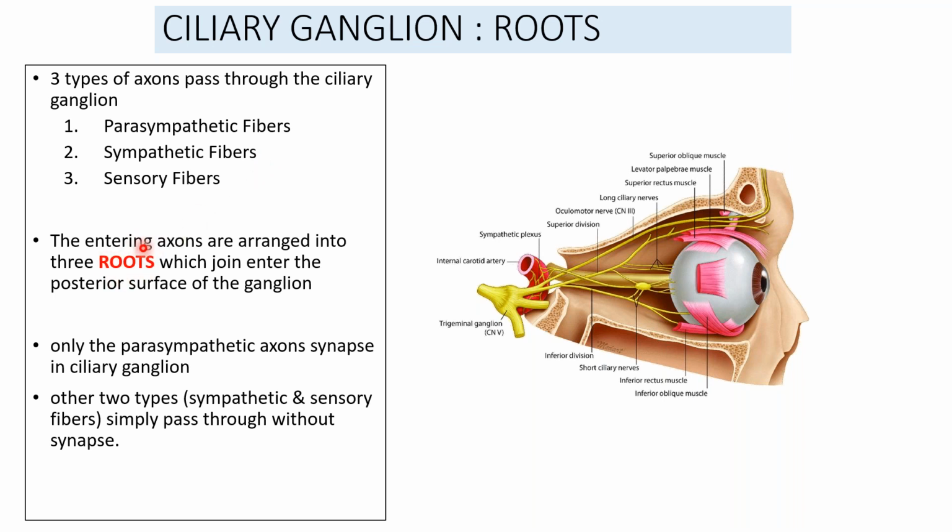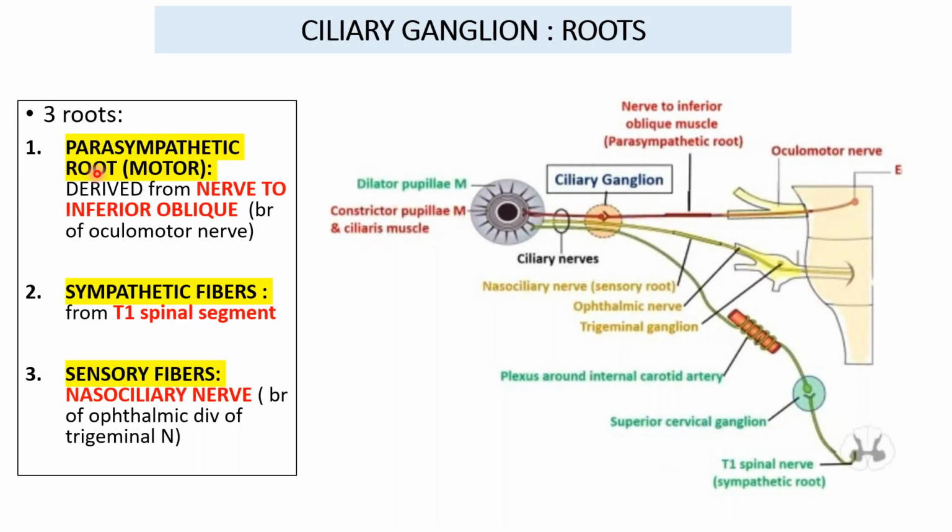So these roots are the entering axons into the posterior aspect of the ganglion. And remember that only the parasympathetic fibers are going to synapse in the ciliary ganglion. The other two roots, sympathetic and sensory, are just going to pass through it without any synapse. What I mean by that, I'll come to in the subsequent slide. So these are the three roots I was talking about, entering into the posterior aspect of the ciliary ganglion. This is the ciliary ganglion.